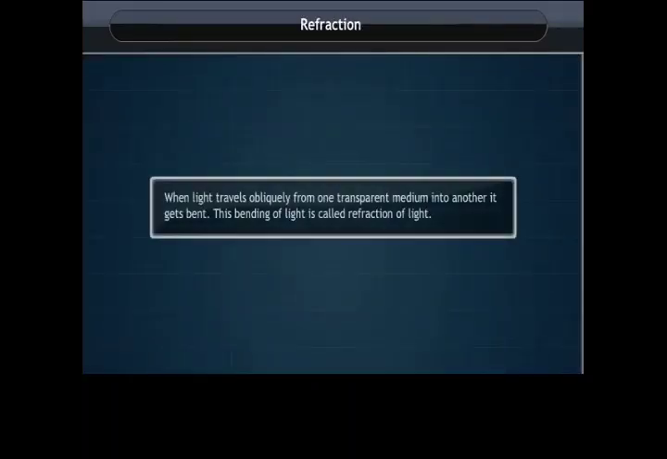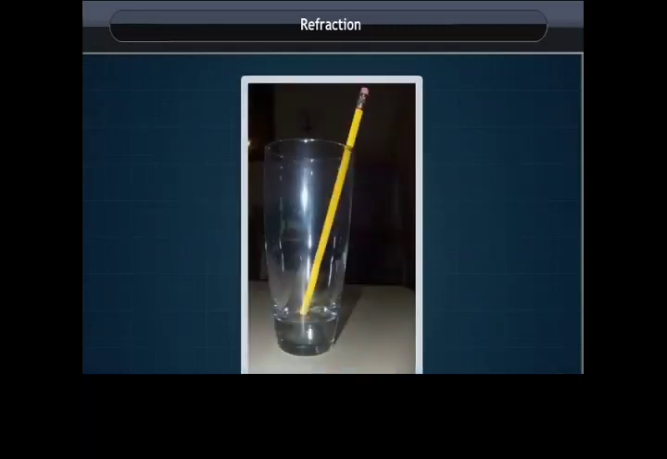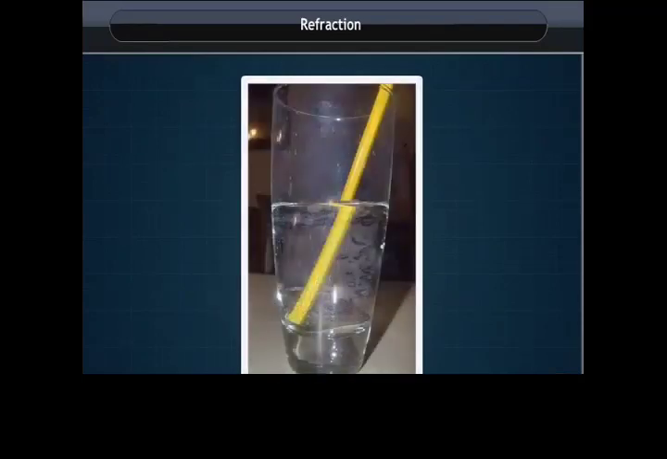Refraction. When light travels obliquely from one transparent medium into another, it gets bent. This bending of light is called refraction of light. For example, when we put a pencil in a glass, we can see it clearly. But when water is poured in, we see the pencil bent due to the refraction of light.